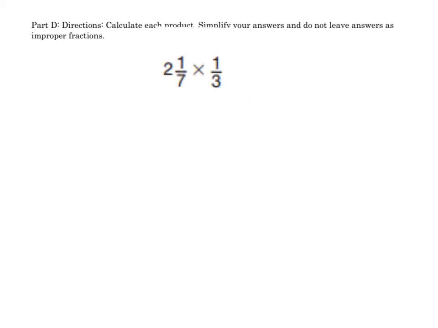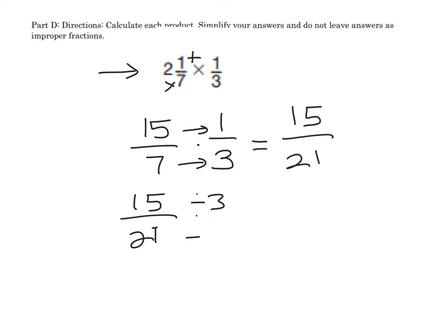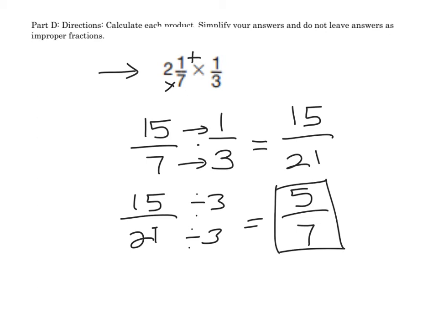Okay, last multiplication one. Remember, we have to change these mixed numbers to make improper fractions. Remember, make whole and mixed improper. So 2 1/7: 2 times 7 is 14, plus that 1 gives me 15. So I have 15/7 times 1/3. Multiply numerator times numerator, which is 15. Denominator times denominator, which is 21. 3 can go into both of these. So divide by 3 again on both of them, and you'll get 5/7, and both 5 and 7 are prime, so that is in simplest form.